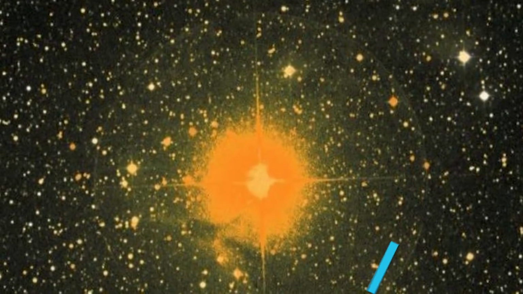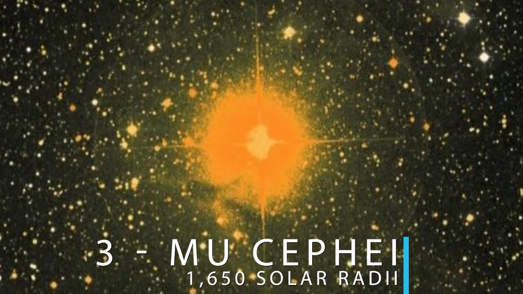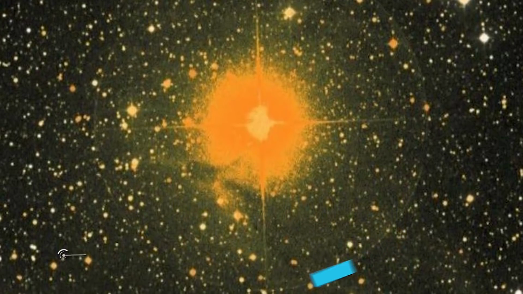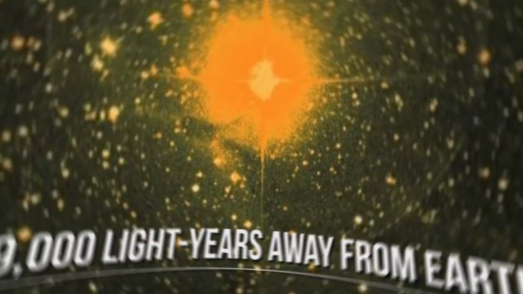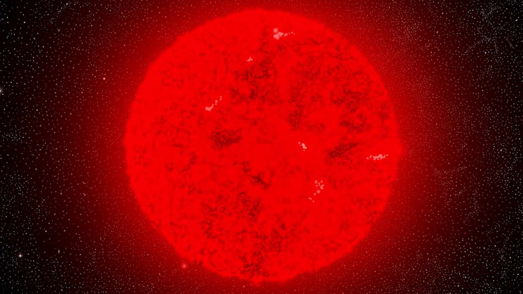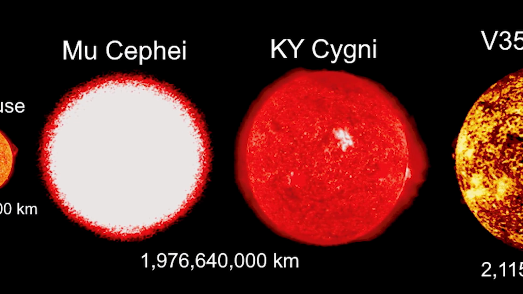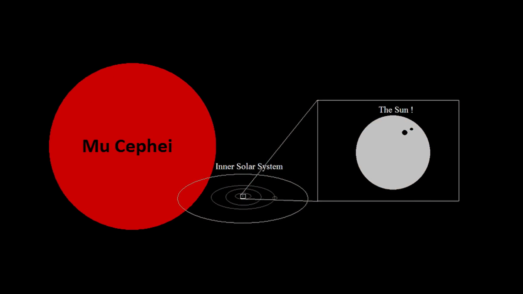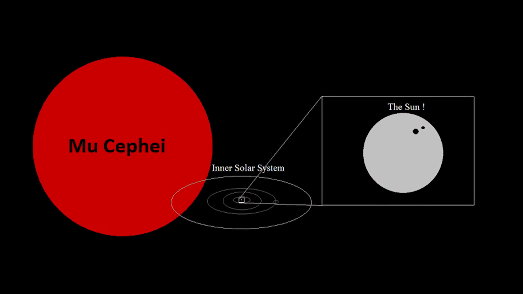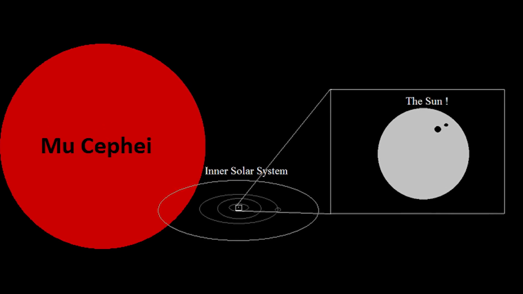Number 3. Mu Cephei, around 1,650 solar radii, a red supergiant in the constellation Cepheus, 9,000 light-years from Earth. With more than 38,000 times the Sun's luminosity, it's also one of the brightest stars in the Milky Way. It appears garnet red and is located at the edge of the IC 1396 Nebula. Since 1943, the spectrum of this star has served as the M2 Ia standard by which other stars are classified.